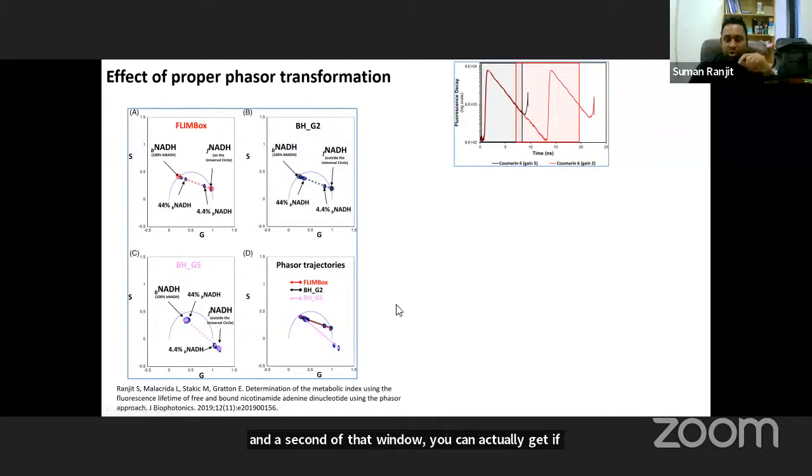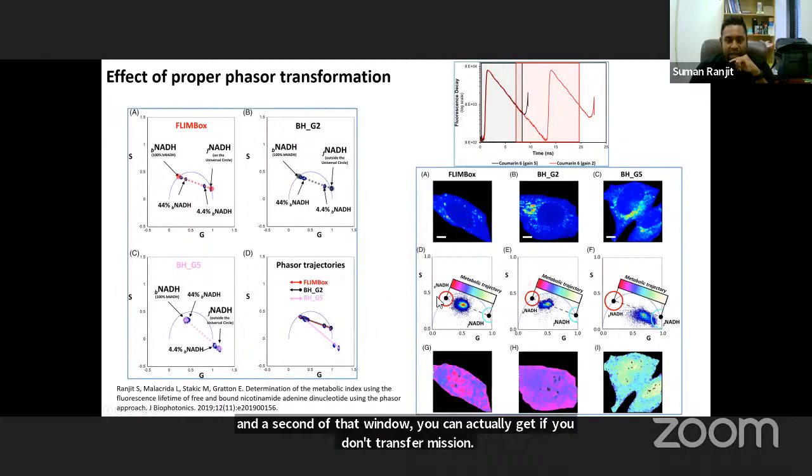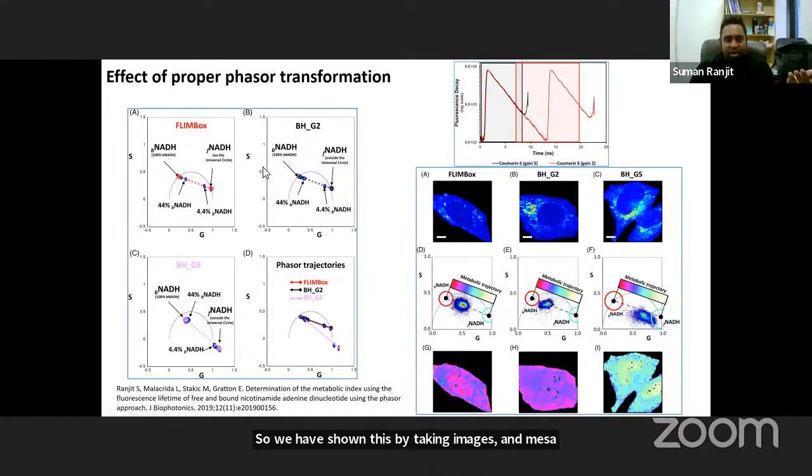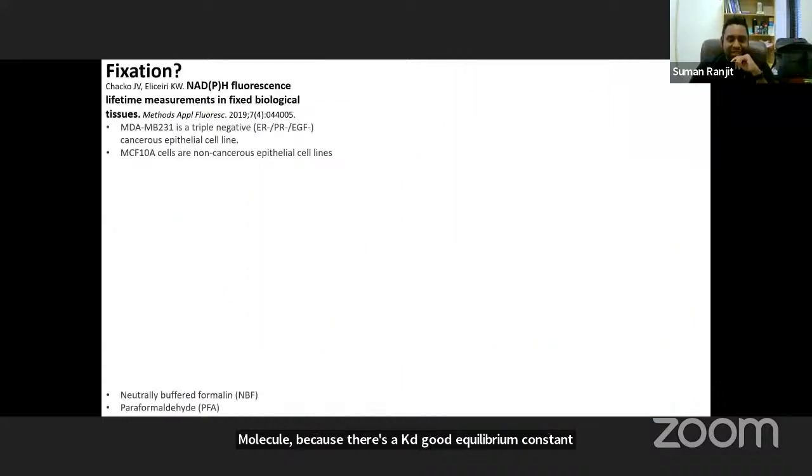So we have shown this by taking images and measuring solutions and things like that. So we have done that. And the other thing that I didn't put in here is when you mention bound NADH, and Lionel can tell you much better because he's the biochemist in all these experiments, it's not easy to make 100% bound NADH. You have to force the molecule because there's a KD, there's an equilibrium constant. So you have to force it to go to that bound space.